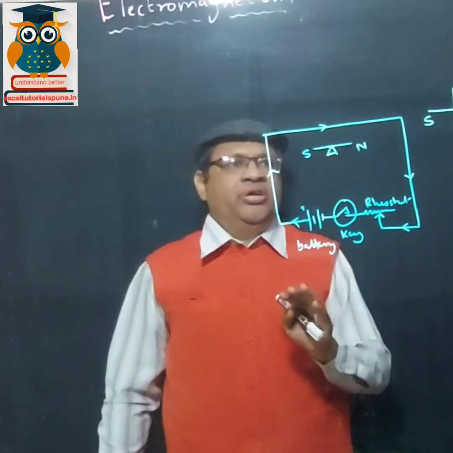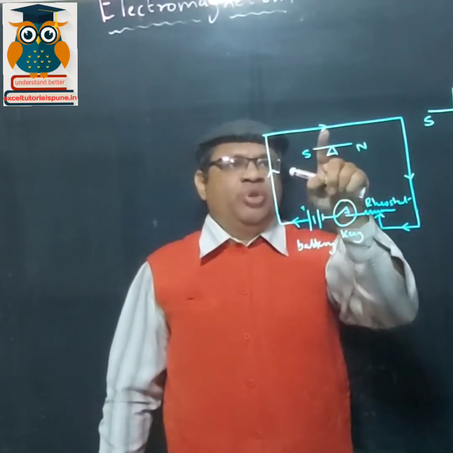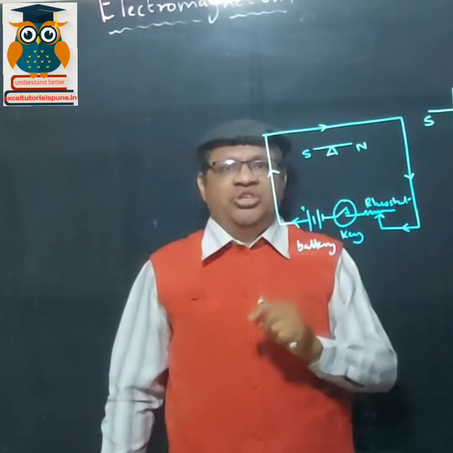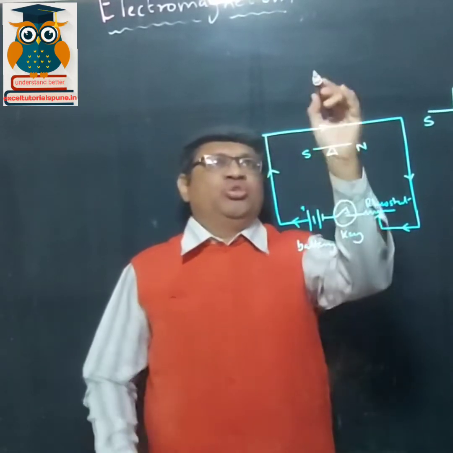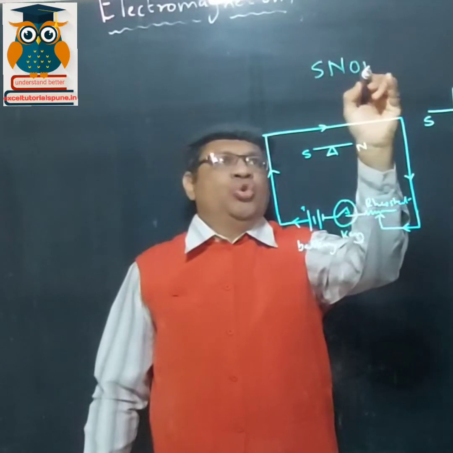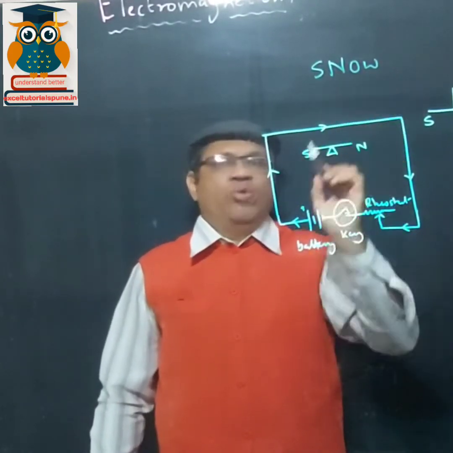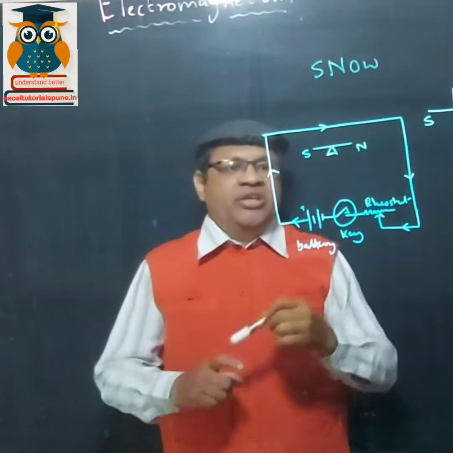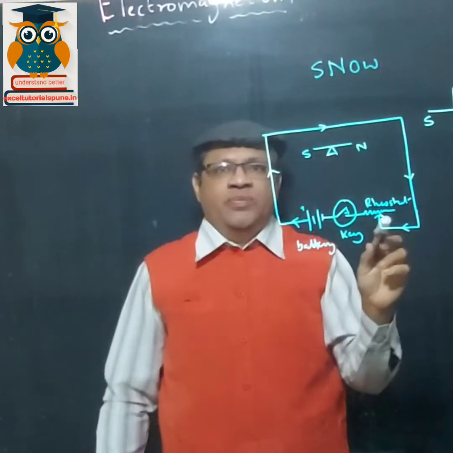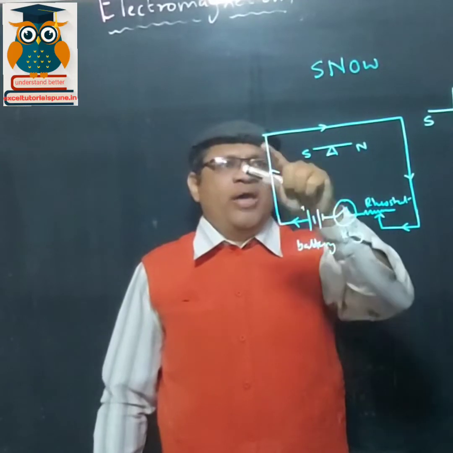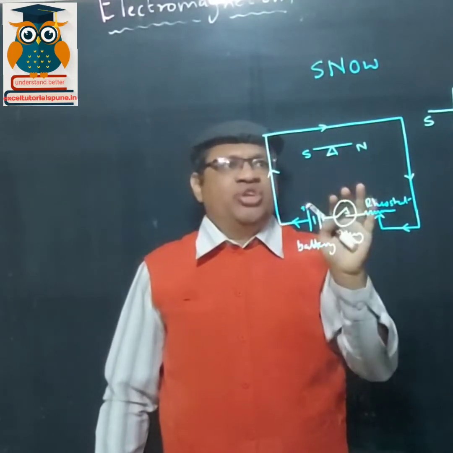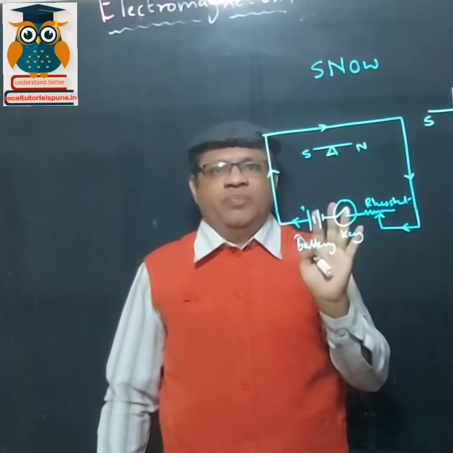So now here, the compass is below the wire and the deflection is towards the west. It is according to this rule, SNOW rule: south north over west. That means the electricity is flowing from south to north and the wire is above, and the deflection of the needle is towards the west.